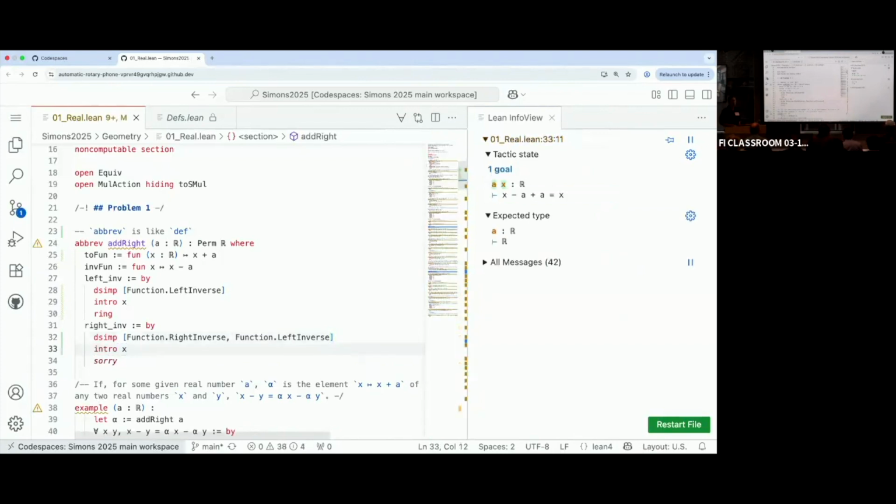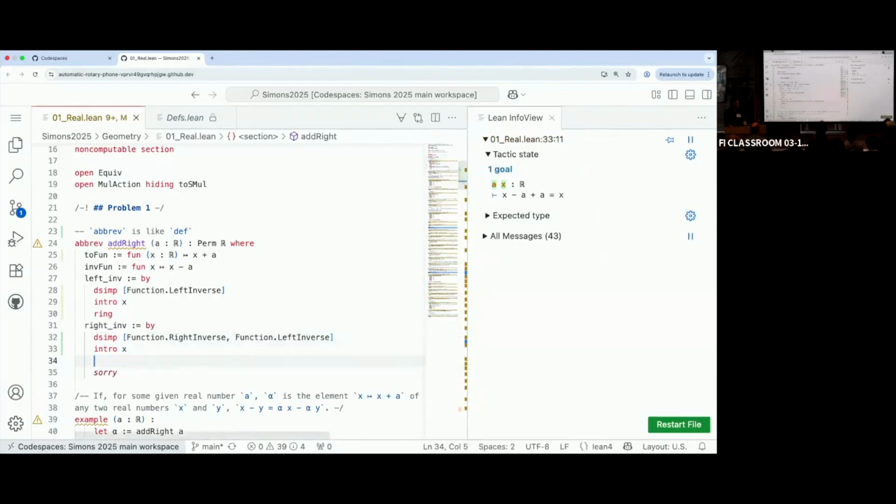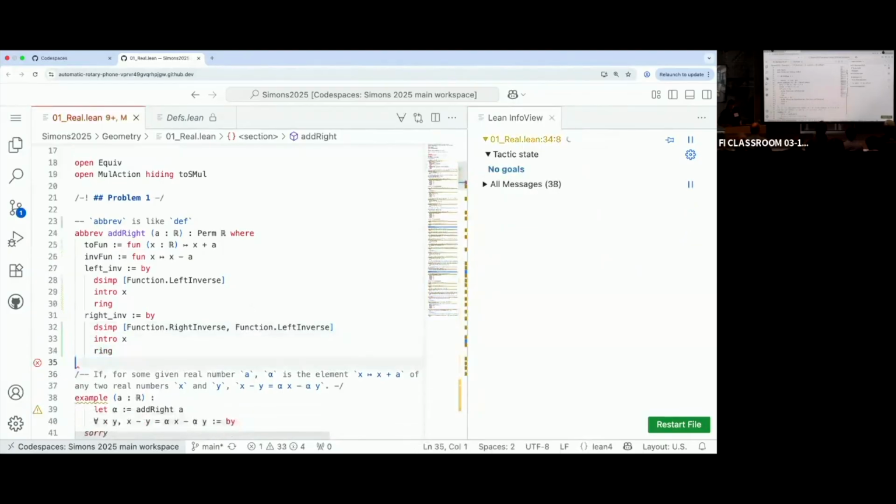And now what should I do after this? Anyone? Ring. Great, okay. Good, so I've gotten to the end. I've gotten to halfway through the second sentence of exercise 1, which is great. Okay, let's move on to the next part of exercise 1.